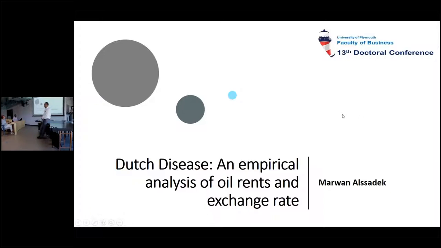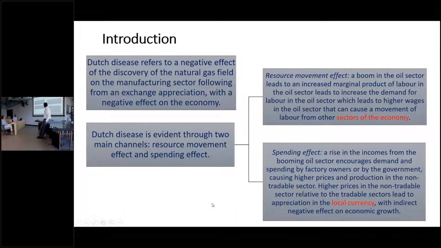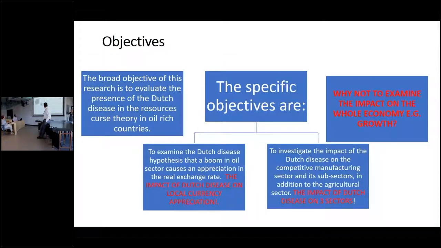This is the introduction I have received from you, the two effects, because this is a revision. These are the objectives. The first objective is to investigate the impact of Dutch disease on local currency appreciation, as it's clear. The second one is about the effect of Dutch disease on the three sectors: manufacturing, agriculture, and services. My question, you can see at the top here: why didn't you take the whole economy, not sector by sector?